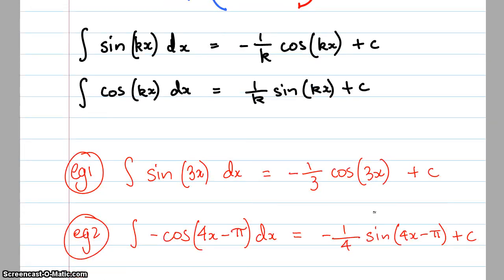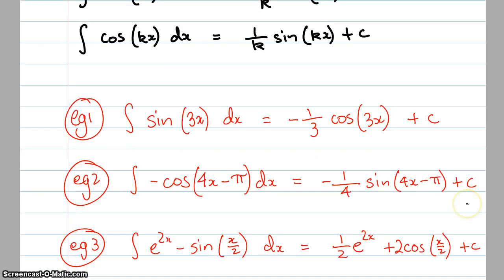If I've got something that looks a little bit more ugly, but it's roughly the same, when I integrate negative cos, it stays negative, but it turns into a sine function. And I get the diff of the bracket, which in this case looks tricky, but the diff of that is just 4, so I get 1 on 4, because the pi is just a number. So it becomes negative a quarter sine, and I don't change the bit inside the bracket. So sine of 4x minus pi plus c.